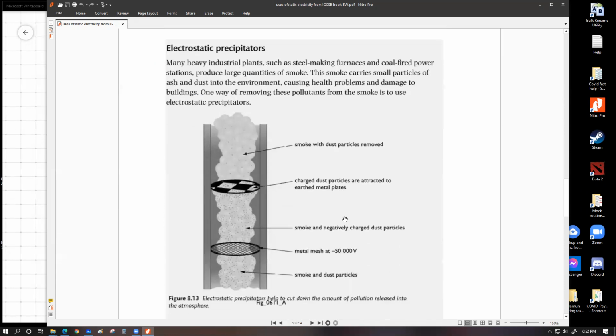The fourth thing is the electrostatic precipitator. This is actually pretty simple. There is one specific thing where the students tend to lose marks even though they do know the answer, which I'll tell you near the end. The idea is very simple.